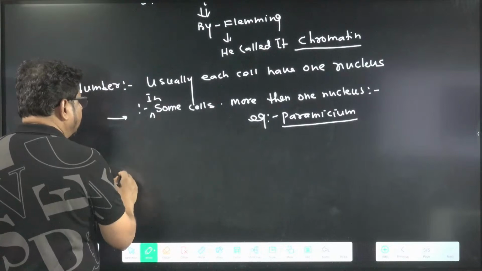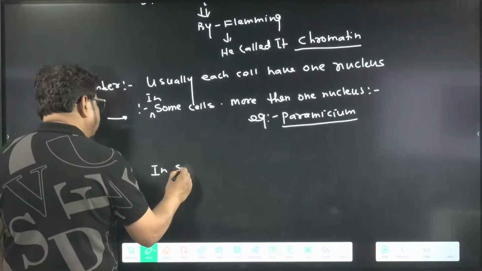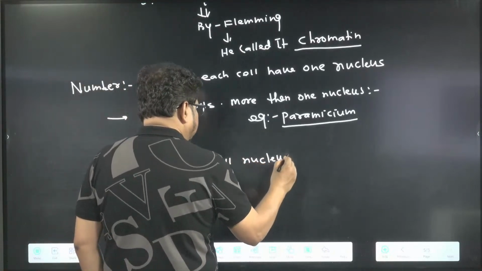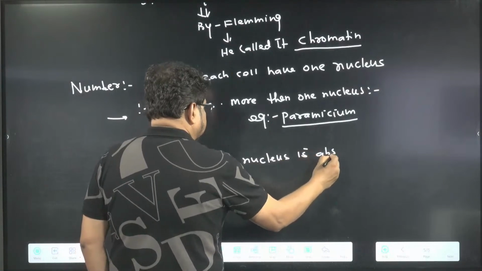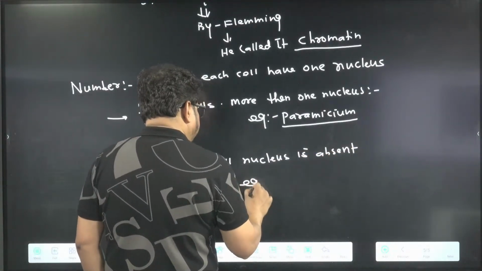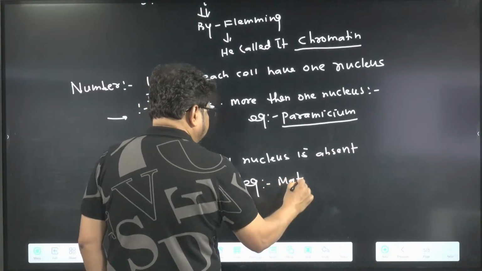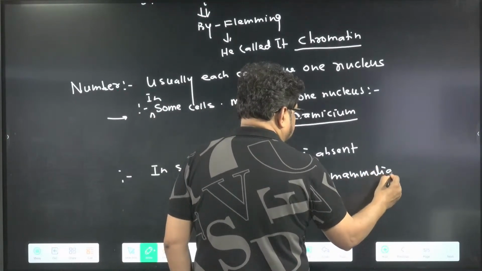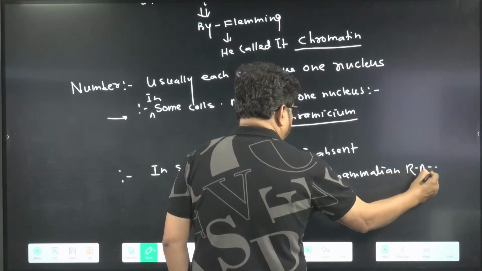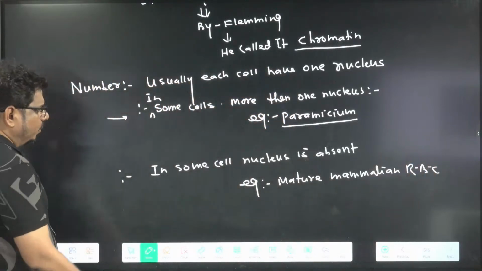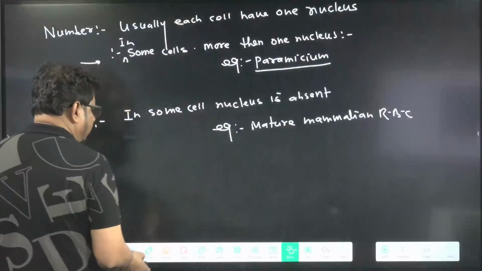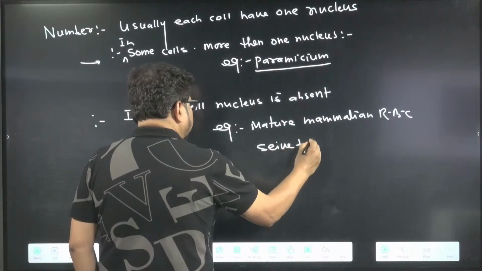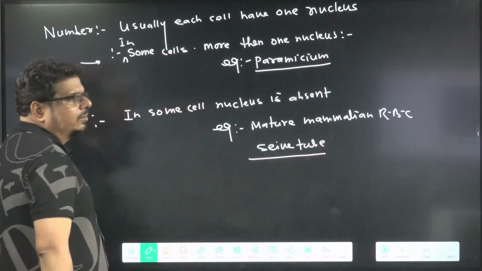Another condition is what? In some cells, nucleus is absent. An example I am writing, mature mammalian RBC. In mature mammalian RBC, what is absent? Nucleus is absent. Another example I am writing, sieve tube. Here also, nucleus is absent.